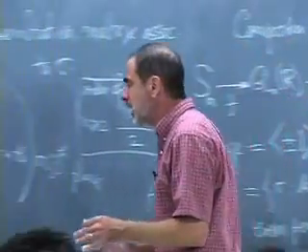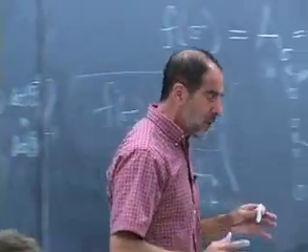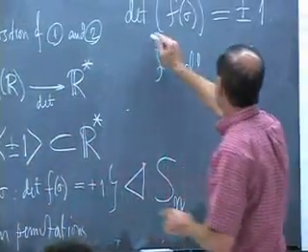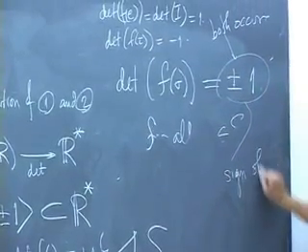The other ways of doing it, you can find in algebra books, the definition of a sign of a permutation. The sign of the permutation, by the way, is the sign of this determinant. This is called the sign of the permutation sigma.